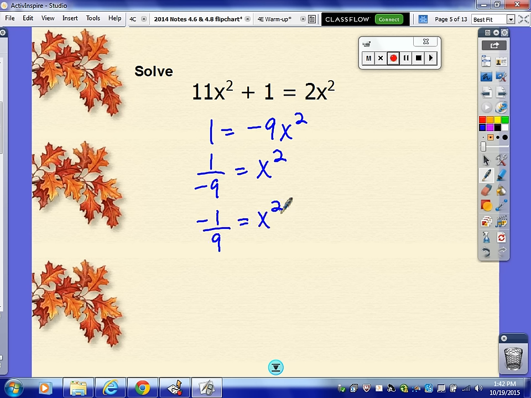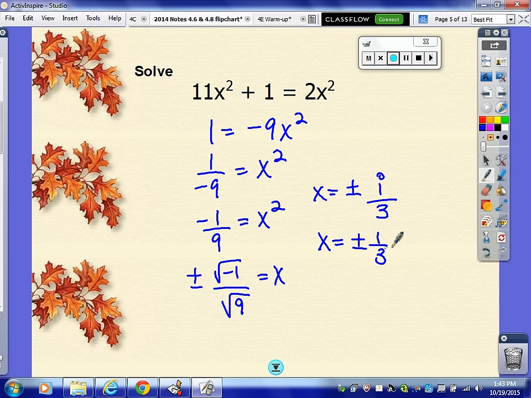Alright, let's square root both sides. So we're going to get plus or minus the square root of -1 over the square root of 9. So my final answers are, that's going to be i over the square root of 9, which is 3. So let's write it in standard form, plus or minus 1/3 i. So my two answers are -1/3 i and +1/3 i.